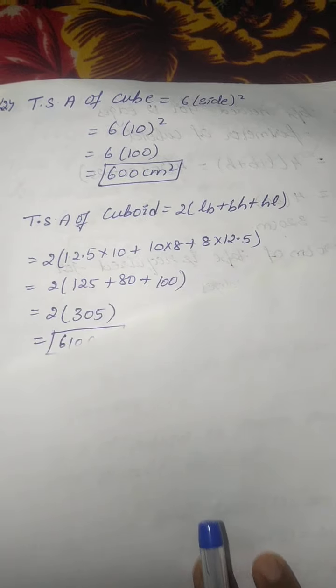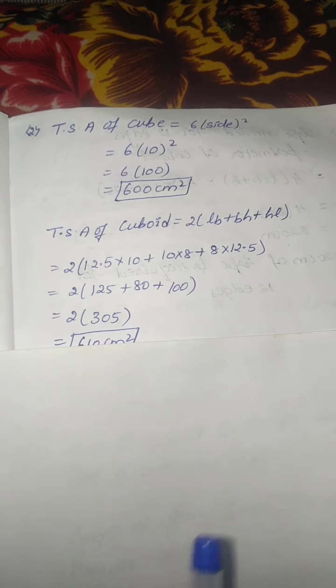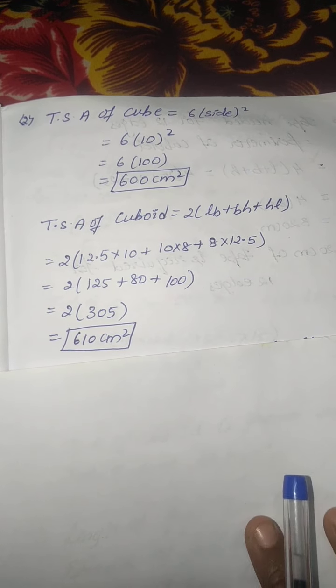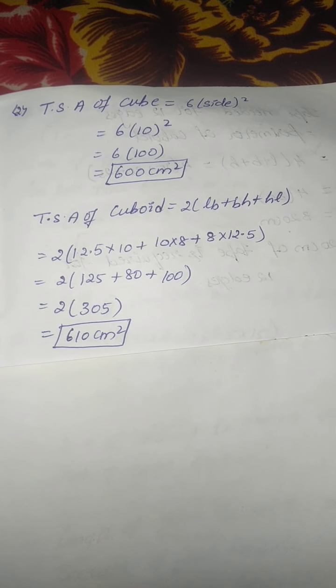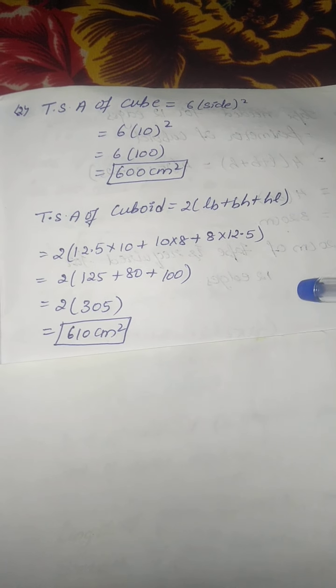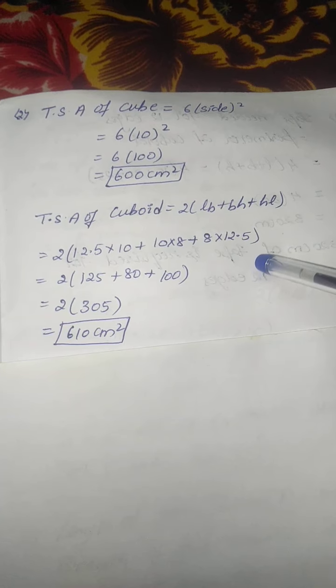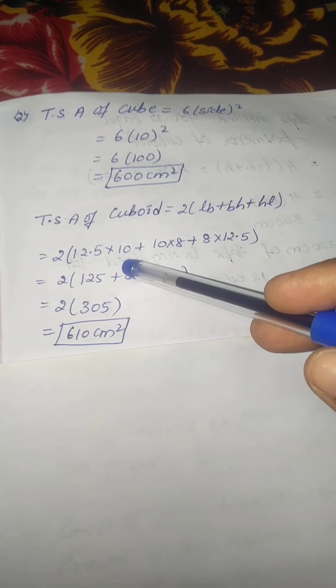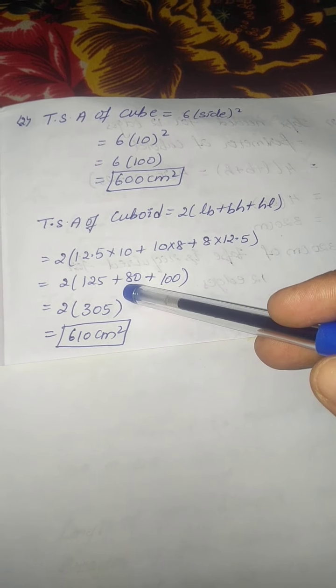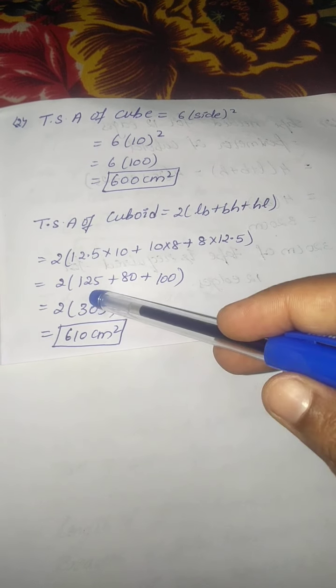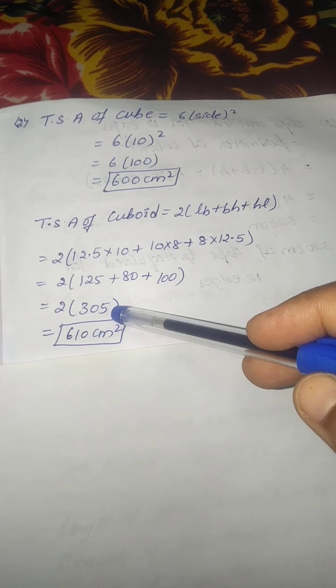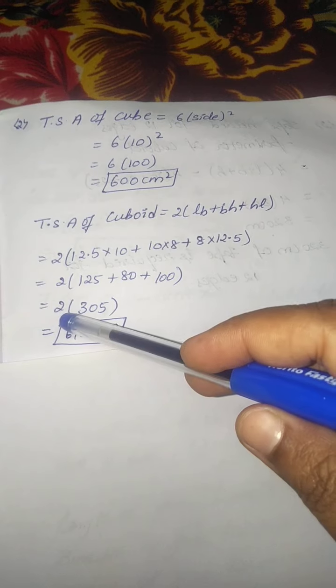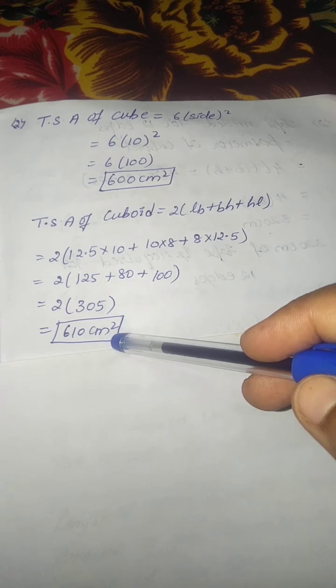On coming to the cuboid, TSA of the cuboid formula as we know is 2 into LB plus BH plus HL. Hence I substitute the values. On substitution and then further multiplication, I get 125 plus 80 plus 100. First add all these three, children, you get 305. On further multiplication, I get 610 centimeter square.